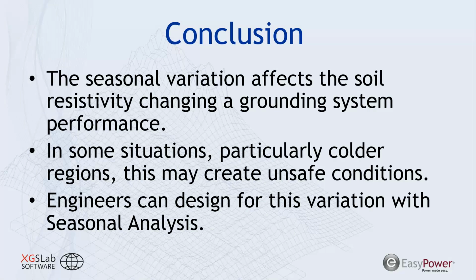So in conclusion, I want to hit home that seasonal variation affects the soil resistivity and therefore in turn changes our grounding system performance. This is especially true and significant for systems that experience freezing down to the grounding system's depth. And in those regions in particular, we're going to see conditions that are unsafe that occur just seasonally. So even if you've done the testing in the summer, you may not have realized that in the winter your soil resistivity increases and your grounding system performance is no longer safe.